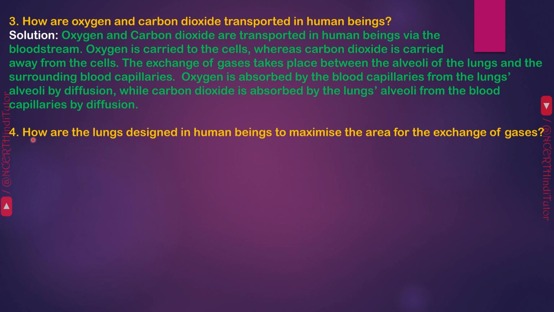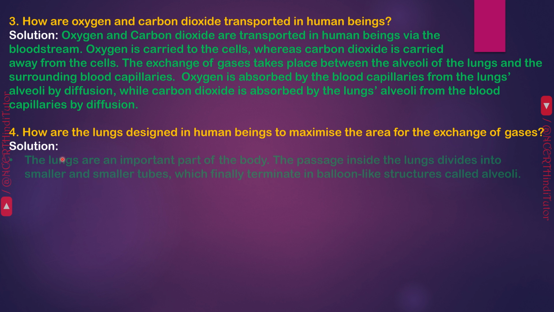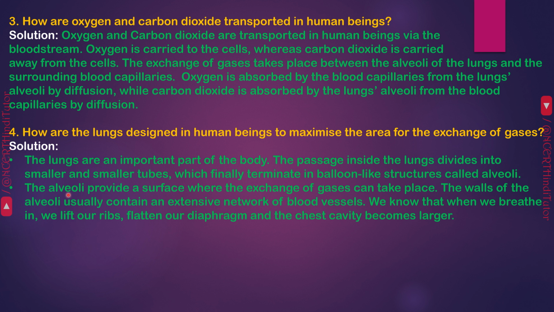Question 4. How are the lungs designed in human beings to maximize the area for the exchange of gases? Answer. The lungs are an important part of the body. The passage inside the lungs is divided into smaller and smaller tubes, which finally terminate in balloon-like structures called alveoli. The alveoli provide a surface where the exchange of gases can take place. The walls of the alveoli usually contain an extensive network of blood vessels.